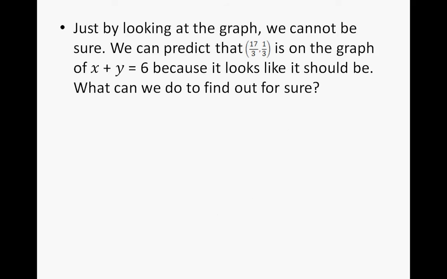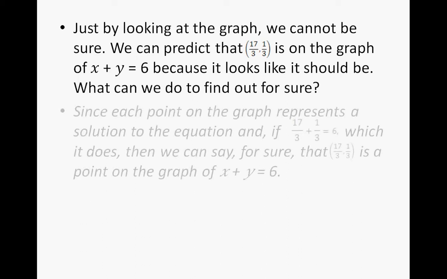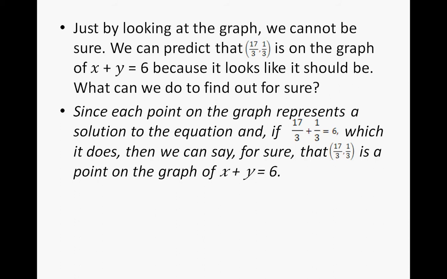So just by looking at the graph, we cannot be sure. We can predict that this point is on the graph of x plus y equals 6 because it looks like it should be. But what can we do to find out for sure? Well, since each point on the graph represents a solution to the equation, and if 17/3 plus 1/3 is equal to 6, which it is, then we can say for sure that the solution (17/3, 1/3) is a point on the graph of x plus y equals 6.